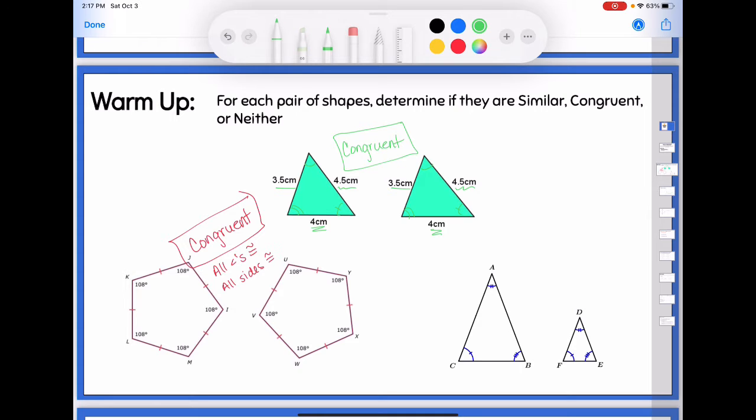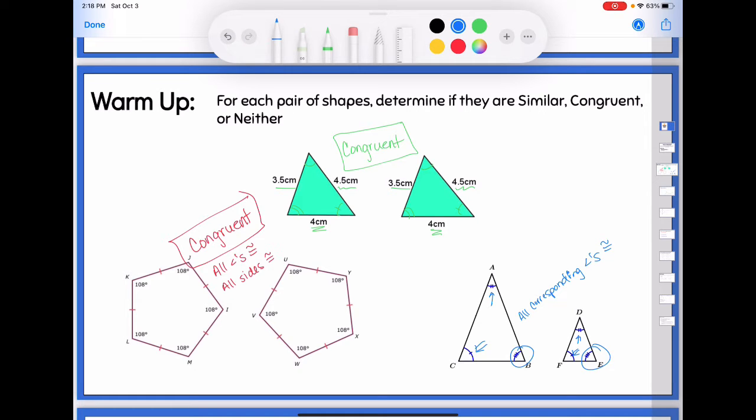All right, now in my bottom right here, my other pair of two triangles, I see that all the angles are marked congruent, right? All corresponding angles, I should say, right? They're not all the same measure, but they each have a corresponding congruent pair, right? So all corresponding angles are congruent on this one.